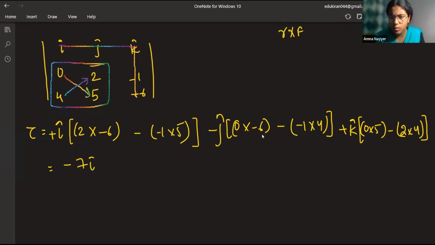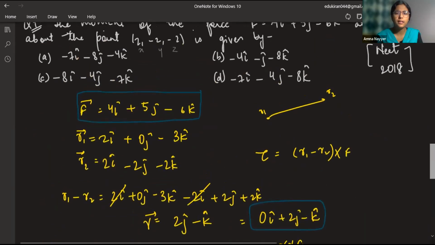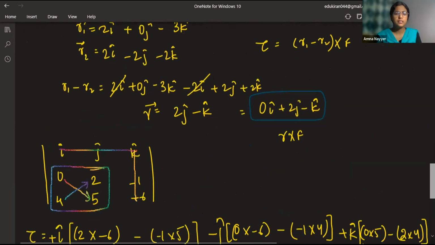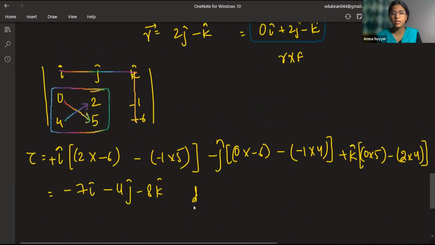0 minus 6, 0. Here minus, see, minus 4. Minus 4 into minus, plus 4. So plus 4 into minus J cap. Minus 4 J cap. Again 0 into 5, 0. Minus 8. Minus 8 K cap. So I think this was option D, or which one? D or A? D. So D option. Okay? This is D option. That's how you have to write it.